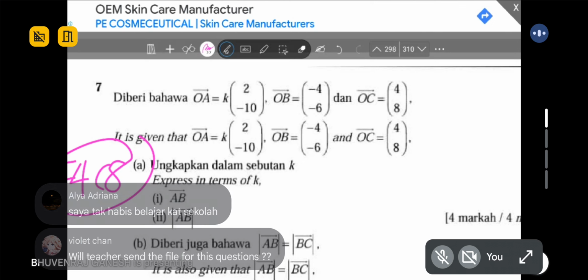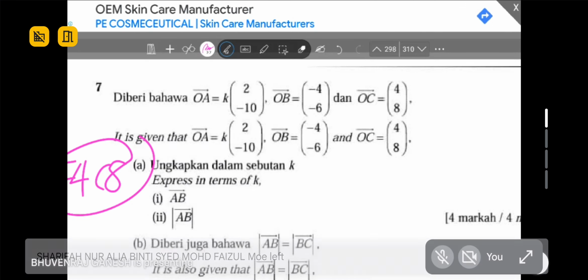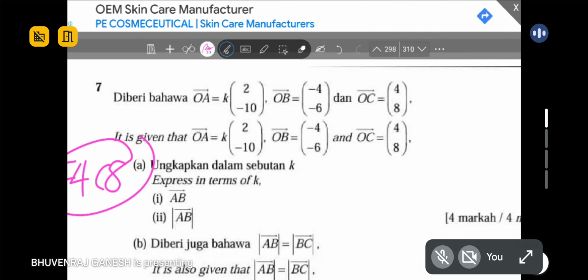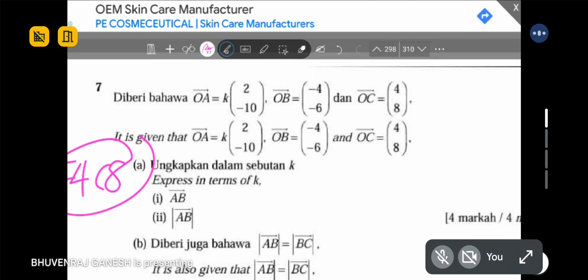Soalan percubaan. Tak habis? Yang ni Form 4? Form 4 tak belajar ke? Yang ni. Kamu sekarang Form 5 kan? Tapi cikgu tak... Oh, cikgu cover separuh saja. Form 4. Kenapa? Kamu semua ada 1 tahun kan? Masa Form 4. Oh, touch and go. Oh, okay. I didn't know this.